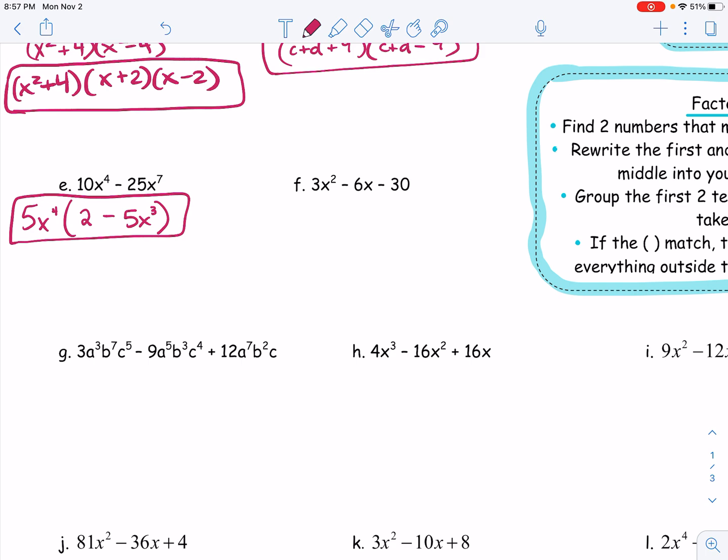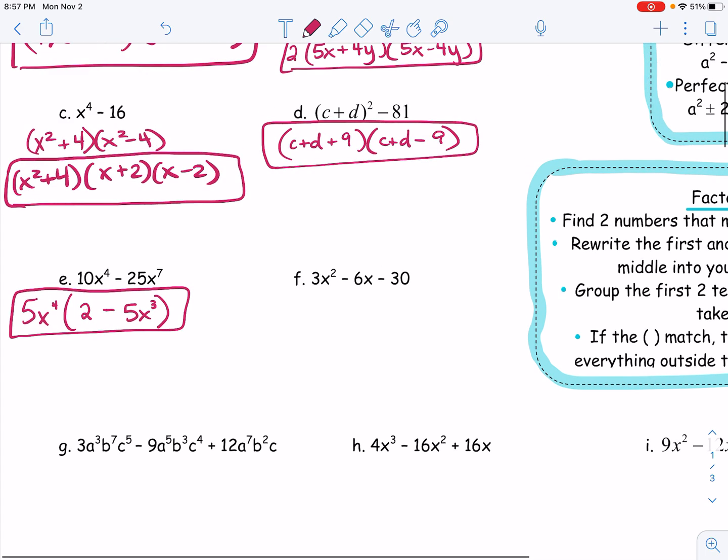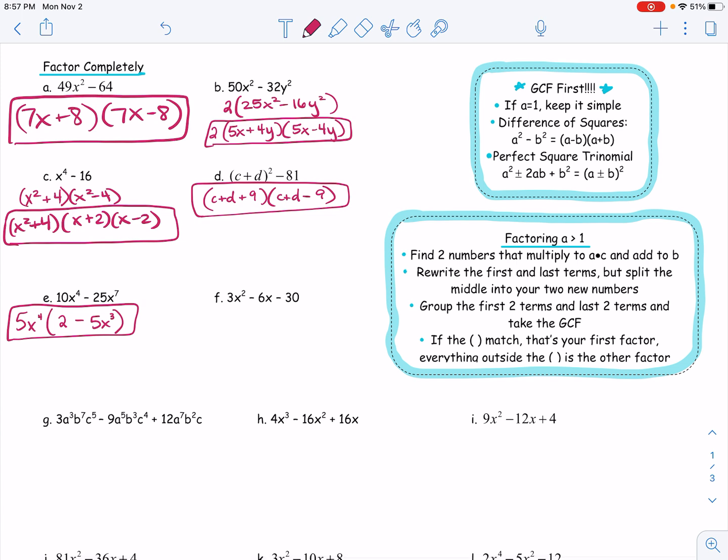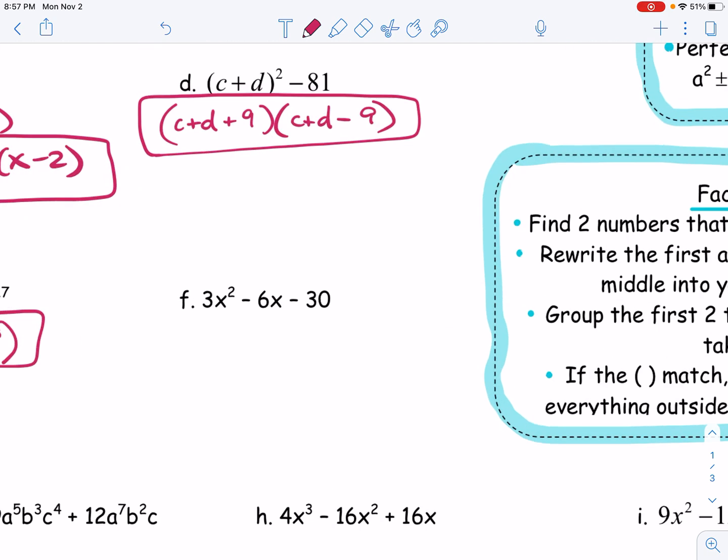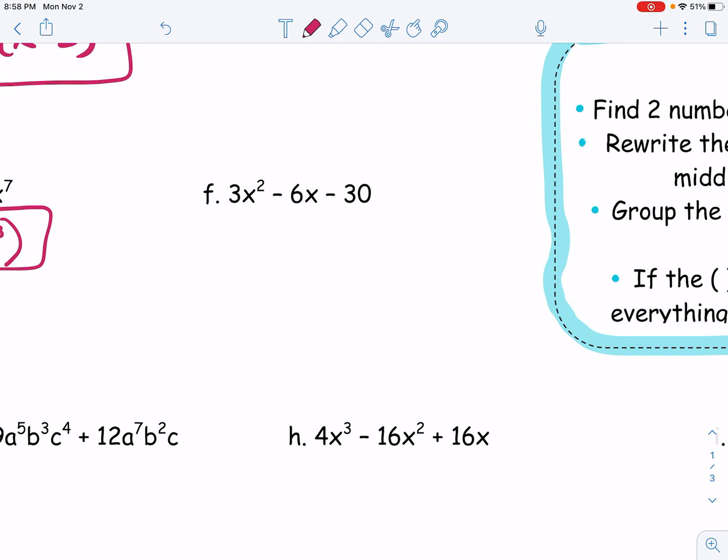Okay, so I think we're kind of done with the difference of squares. All those really had that in common. When I look at F, obviously it's not a difference of squares. First thing I still want to look out for is a GCF, which of course I do have. They're all divisible by 3. So I take that 3 out. I'm left with x squared minus 2x minus 10.